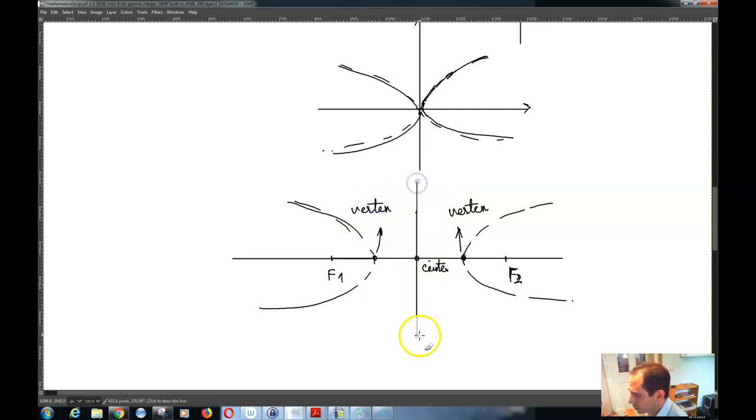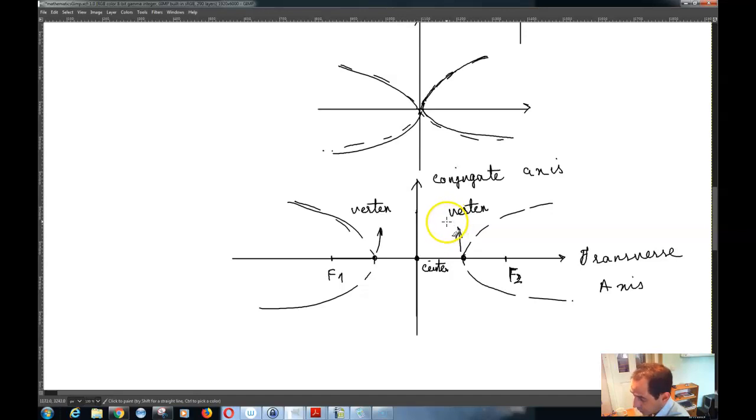And this axis over here is called the conjugate axis. This axis over here has been called the transverse axis. And that's all about hyperbolas.